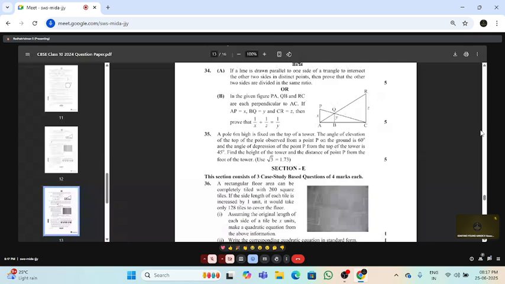Please start working on that. 34B. So there is a road. There are 3 pillars.